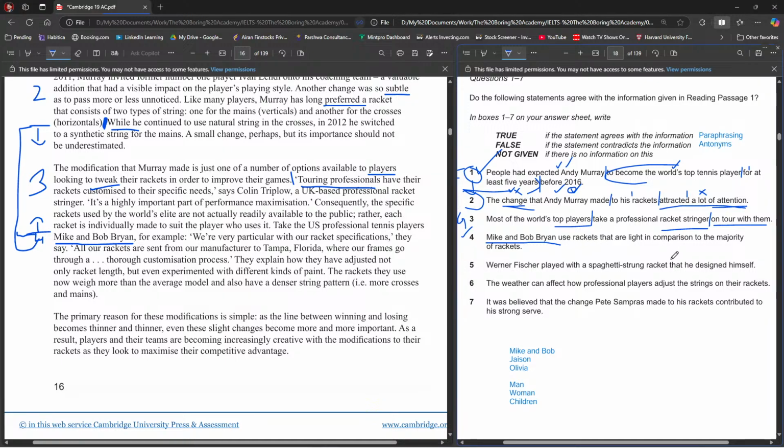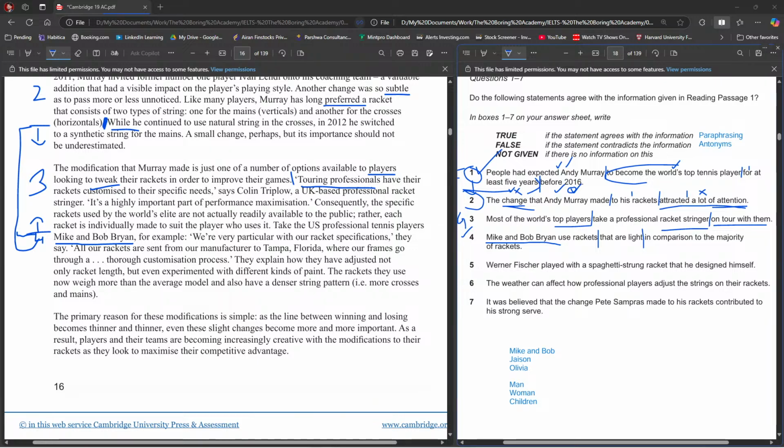So, do you want to slash anywhere? Let me see. Yes, Mike and Bob Brian use rackets. Yes, they use rackets. That are light in comparison to the majority of rackets. So they're trying to compare two things. Let me read it. It's three ideas. So take your time. You can read it in your mind.